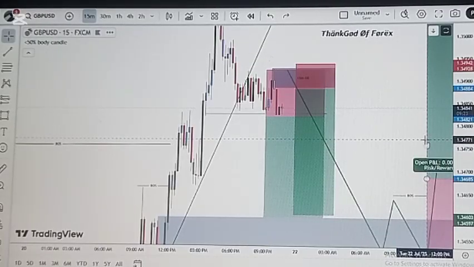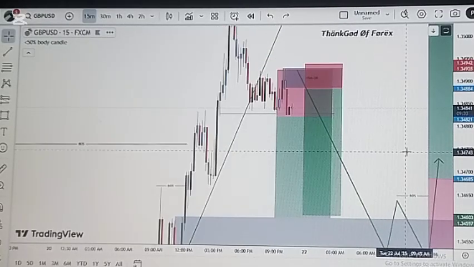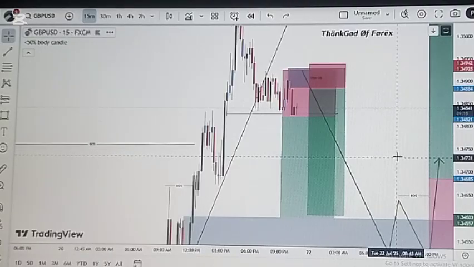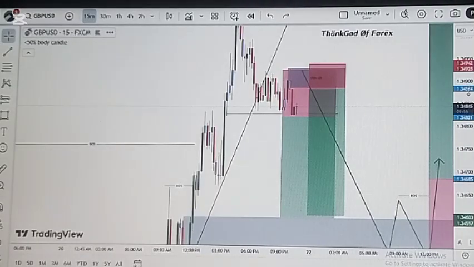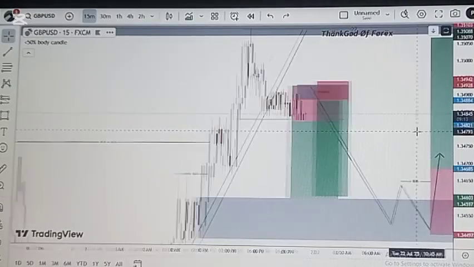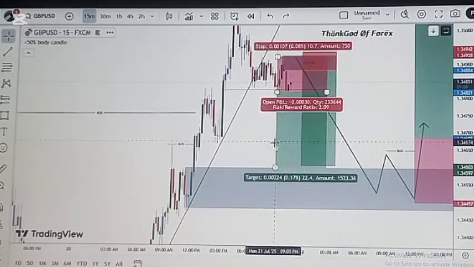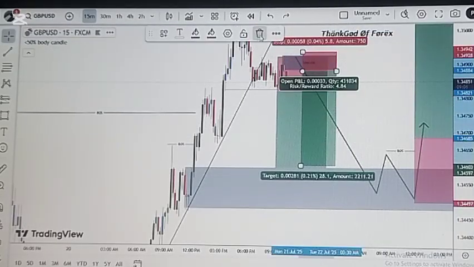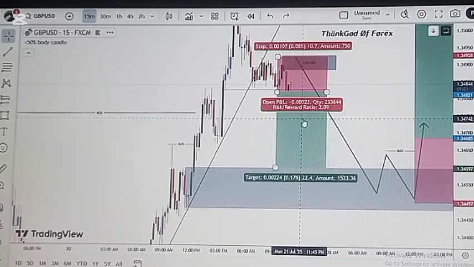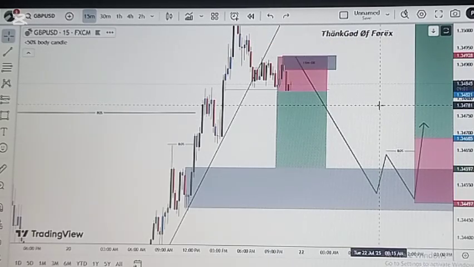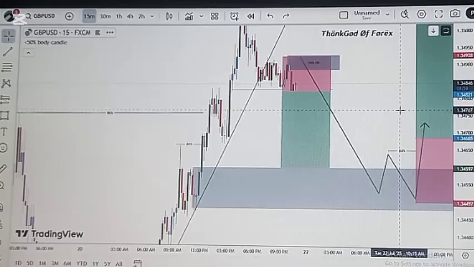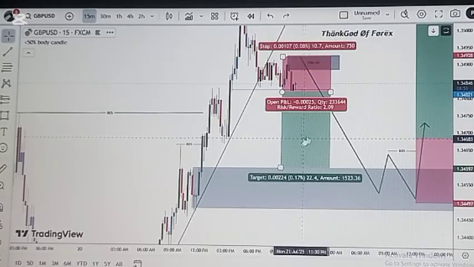But I don't want to enter that way. I'm waiting for confirmation before I enter this market. That's why I put this here. Confirmation must be made before entering the market. So let me cancel this one, and this one will be okay, right? So we are good to go.